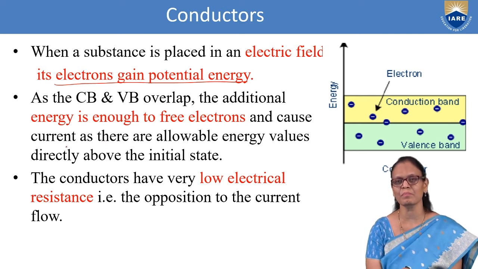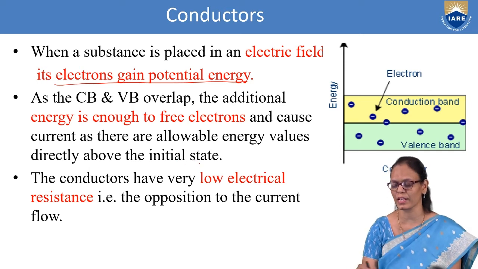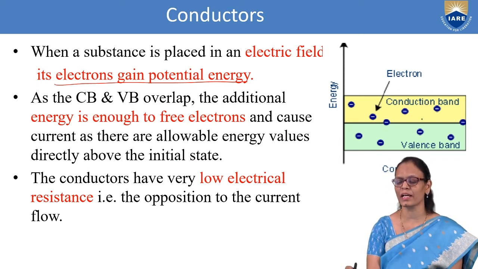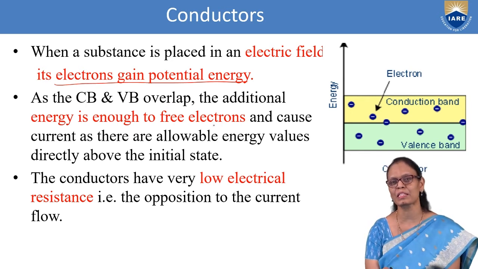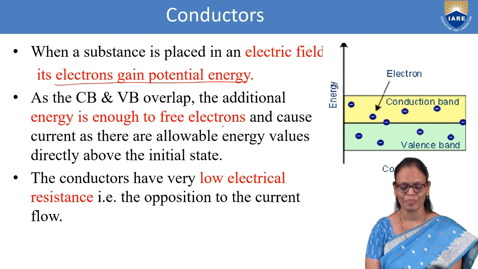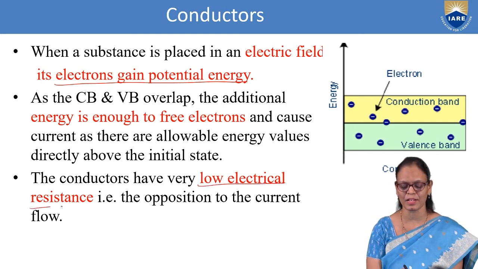And what is the reason? Because there are allowable energy levels directly above the initial state. Suppose I have electrons here, directly above it there are allowed energy levels. There is no gap between them. That is why they are overlapping and they have enough free electrons, that means electrons in the conduction band. And these conductors have very low electrical resistance.